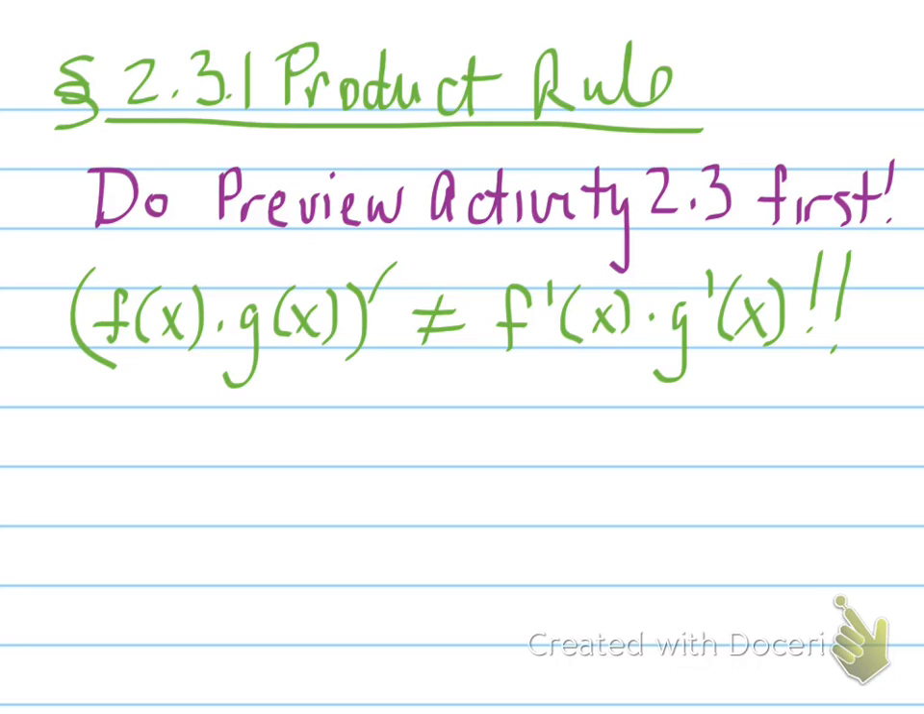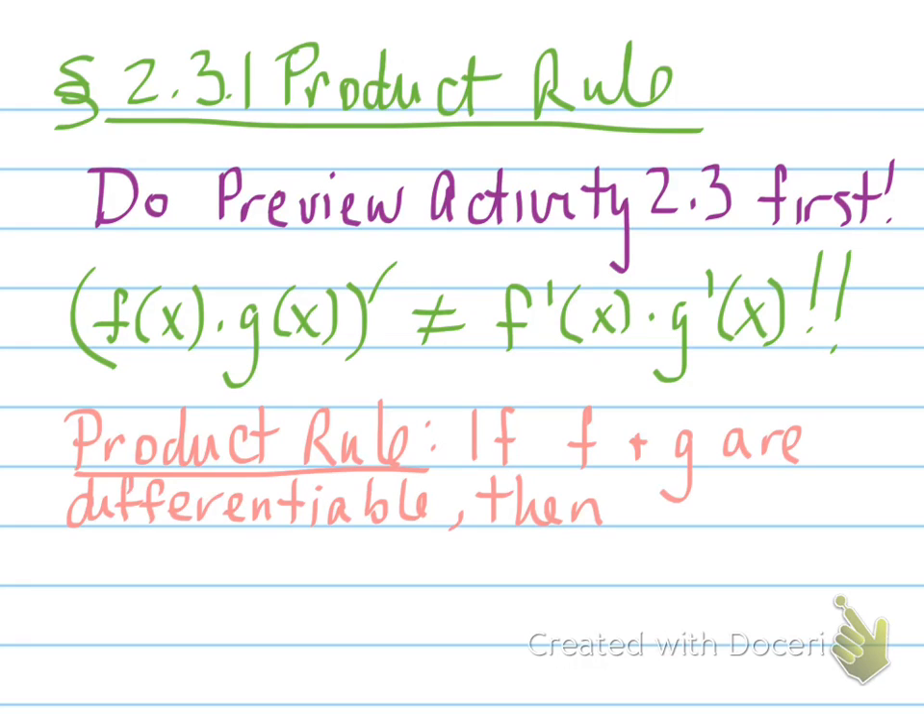Okay, so now that you're back and you've done preview activity 2.3, you know the very important fact that if I have two functions and I multiply them together and take the derivative, that is not the same as the product of the derivatives. Differentiating a product is not that simple. But fortunately for us, it's not that complicated either, and we will see why in class. The product rule is: if I have two differentiable functions, f and g, then (f times g) prime is f prime times g plus f times g prime. That's how we differentiate a product.